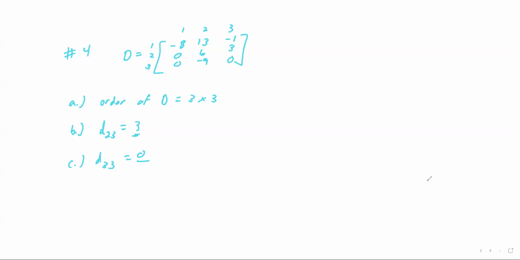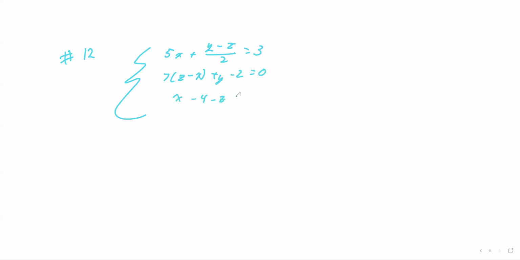So in the next type of question you'll have, you'll simply just be asked to write a matrix. You won't have to solve it at first, but you will have to write it. So let's look at number 12. You are given these 3 equations: 5x plus y minus z over 2 equals 3, and then 7z minus x plus y minus 2 equals 0, and then x minus 4 minus z, these are in parentheses, equals y.